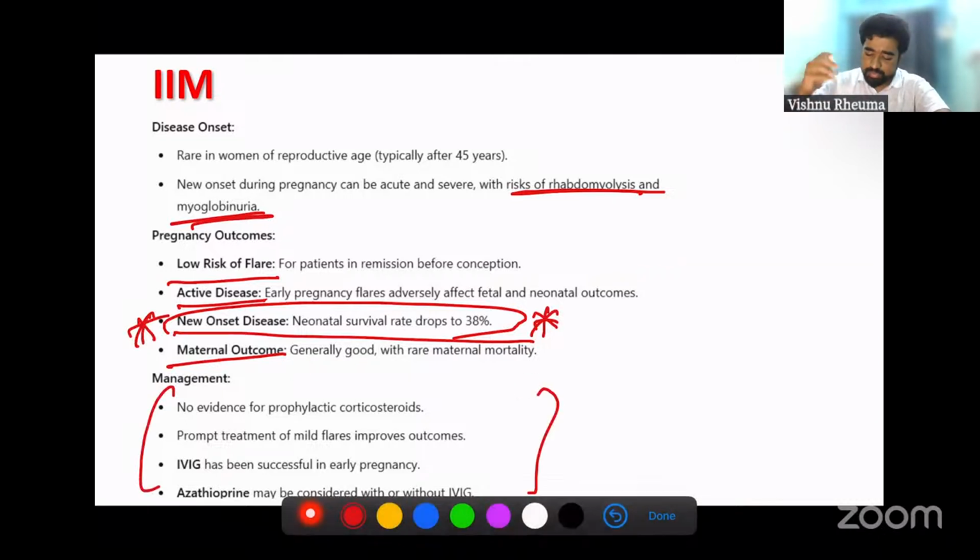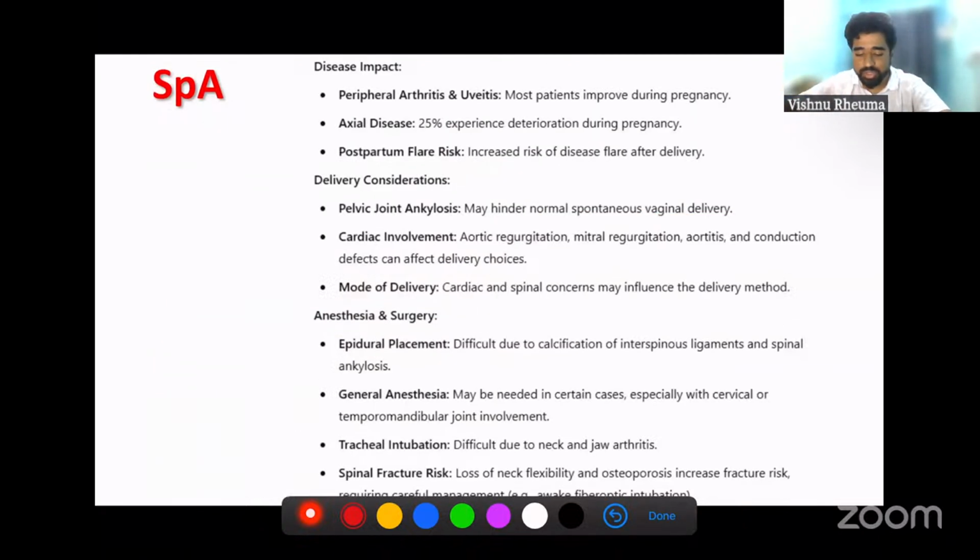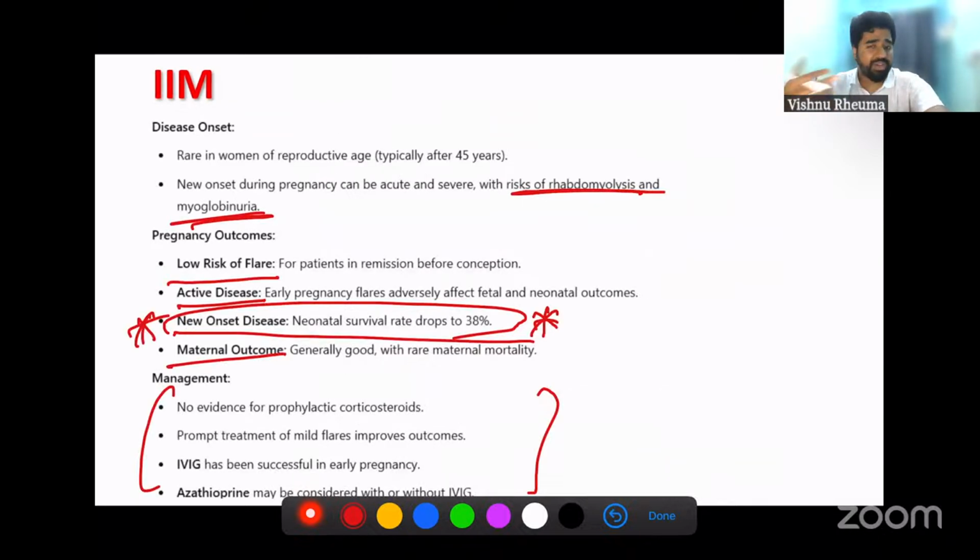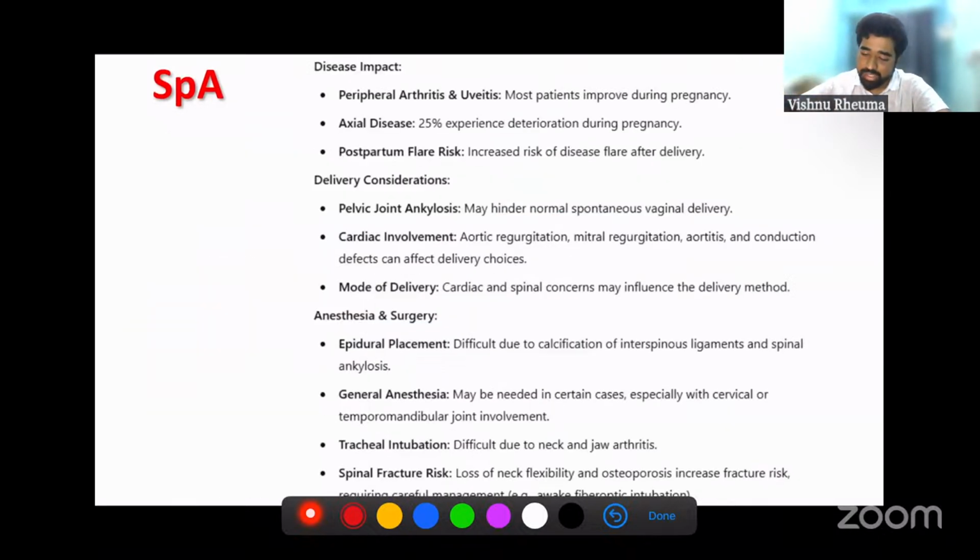And also, the management is fairly simple. Methotrexate, obviously, you cannot give. Usually, you give either azathioprine or IVIG. Steroids also you give. There's no role for prophylaxis or anything; just steroid management you have to give. So spondyloarthropathy obviously will have axial as well as peripheral components, right?